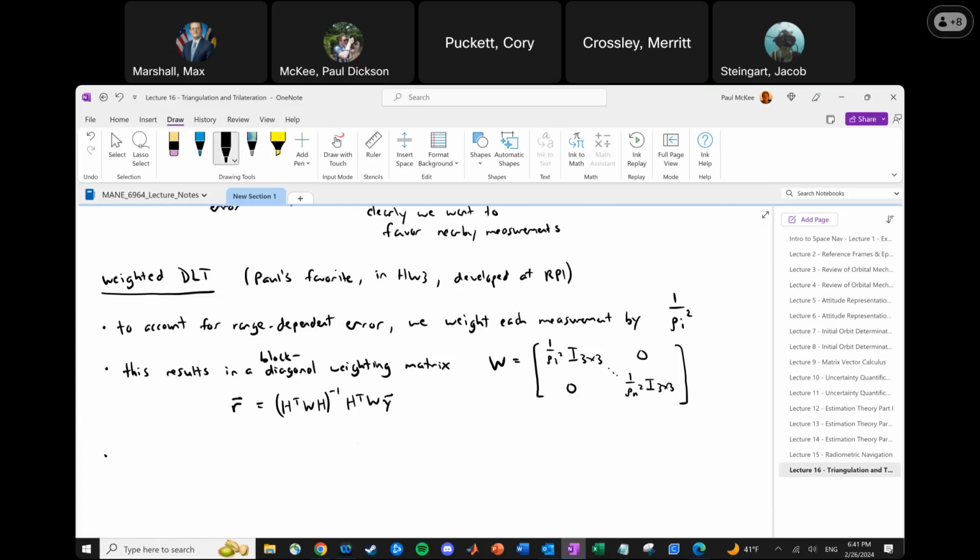Observe that the weights require us to know the ranges. This seems backwards.